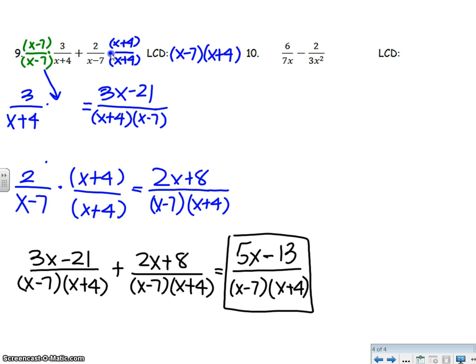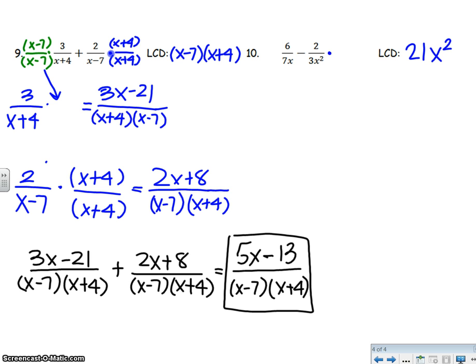And number ten, the last one, we're looking here, both of our denominators have an x. However, one is to the first power and one is to the second power. So we're going to need our LCD to have x squared in it. And then the common denominator between 7 and 3 is going to be 21. Okay, so that's our common denominator.